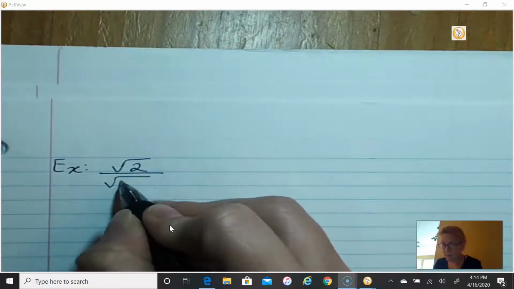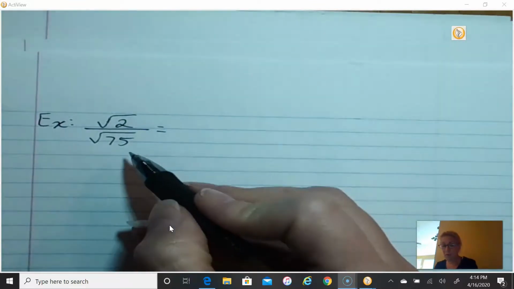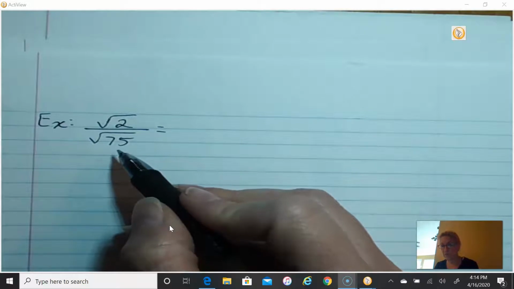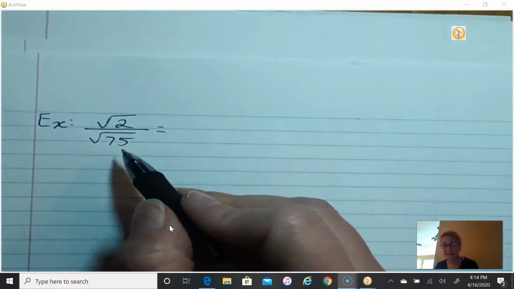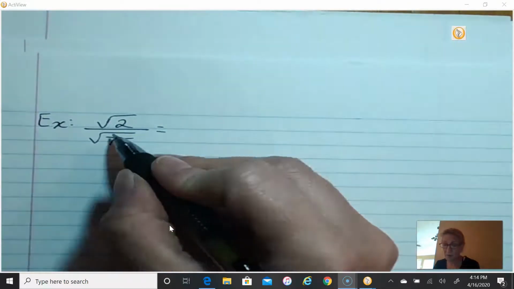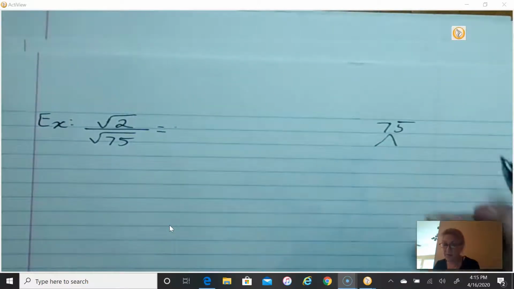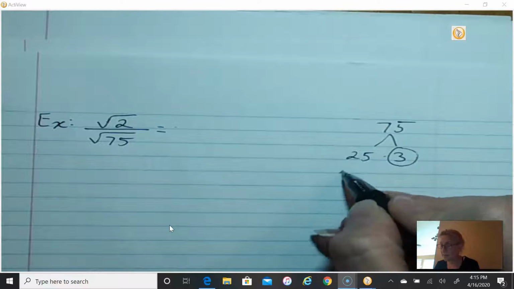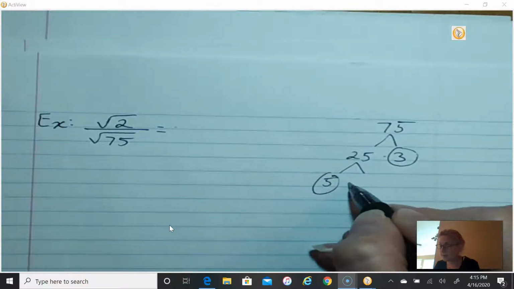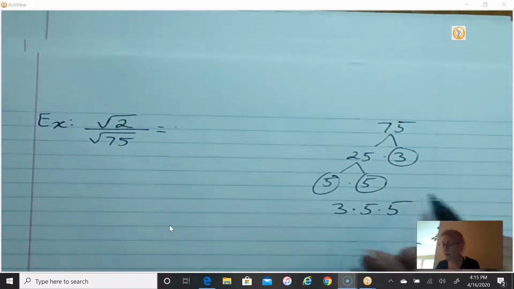Okay. Radical 2 over radical 75. All right, this one's going to be a little different. We're not going to just multiply this by itself on top and bottom, because this can be simplified. So watch this. If over here I do a factor tree for 75, you can do 25 times 3, that's prime, and then 5 times 5. So that's 3 times 5 times 5, right?